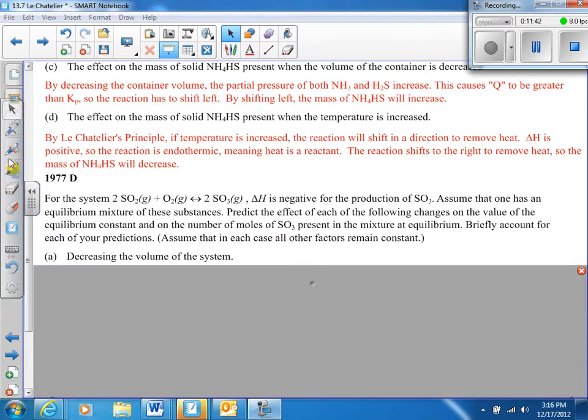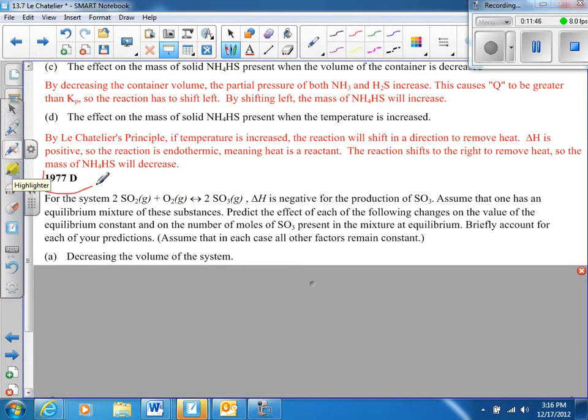New question. This is another AP question from 1977, and these are all in the equilibrium file that we have for class. Okay, so here's our reaction. Notice everything is a gas. Oh, we also know that delta H is negative, which means heat is a product. We're going to put heat over here on the product side.